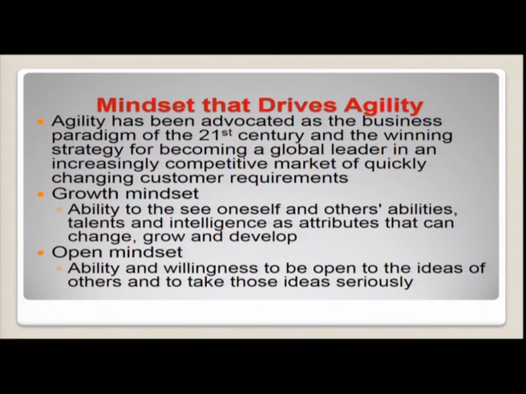So now let us see the mindset that drives agility. As far as the mindset is concerned, it is broadly classified into two types. One is called a growth mindset, the other one is called the open mindset. Now let us see what is agility. What does agility determine? Agility has been advocated as the business paradigm of the 21st century and the winning strategy for becoming a global leader in an increasingly competitive market of quickly changing customer requirements. The two types of mindset that drive agility are, as I said, the growth mindset and the open mindset.